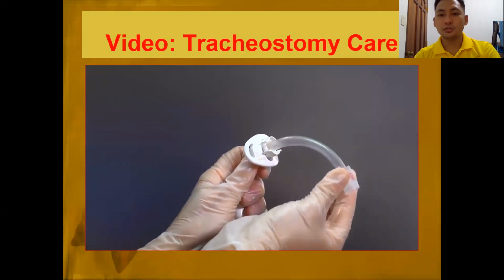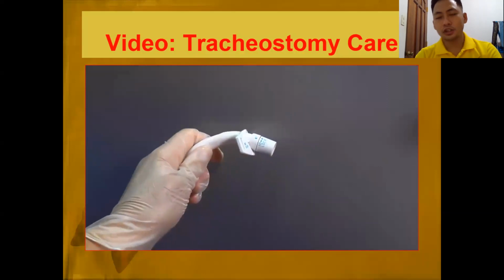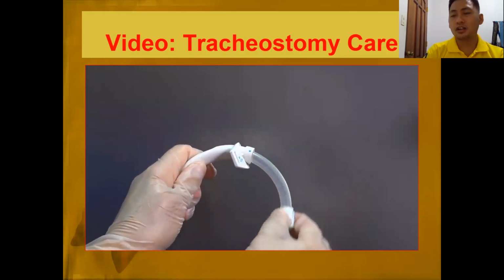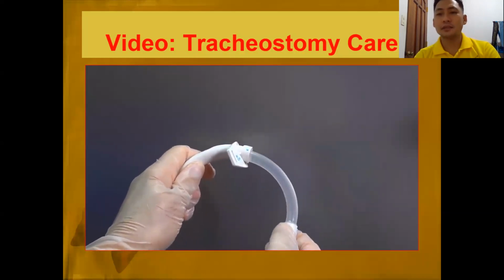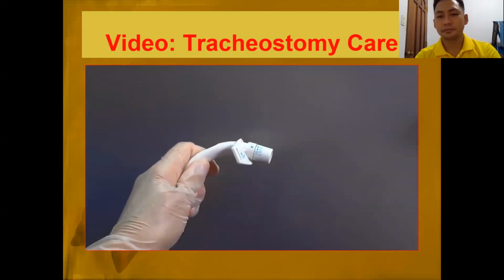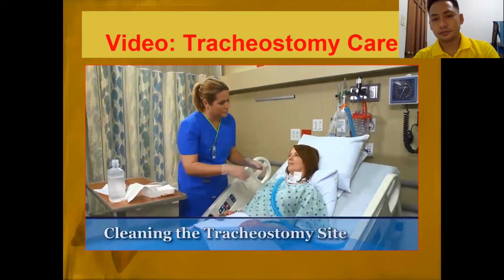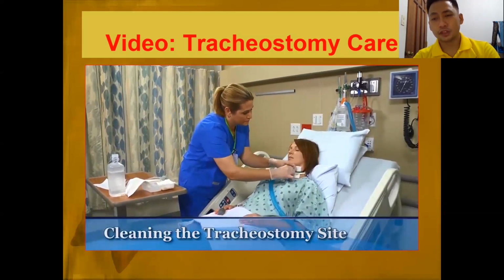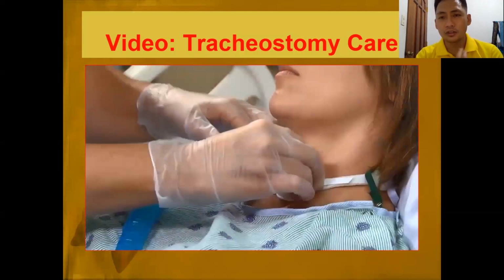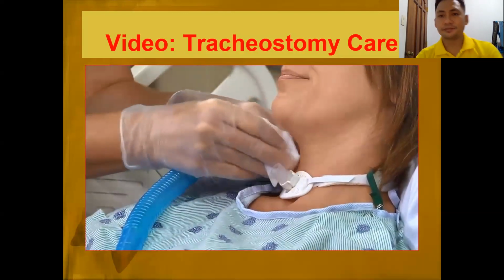So that is how you withdraw the inner cannula. It could be a lock system or squeezing, depending on the brand and the manufacturer. That is a twisting type. I'm going to clean around the tracheostomy site and change the dressing, with either type of cannula. So first you suction, and then next you clean or change the inner cannula, and then you do the dressing.